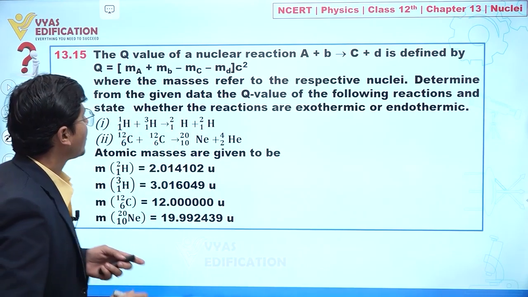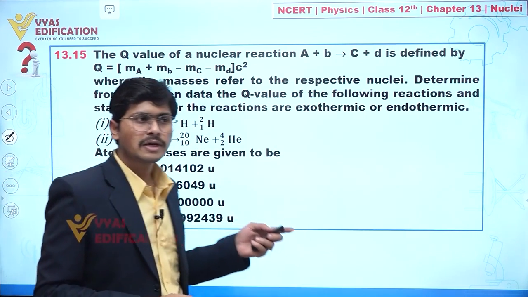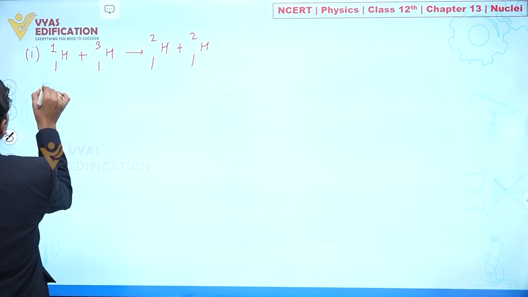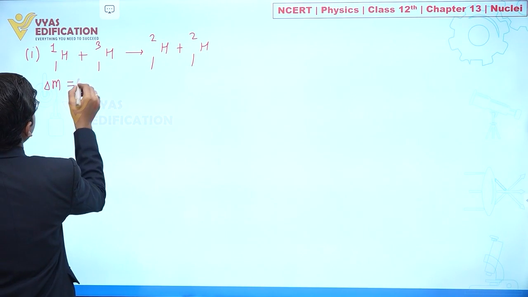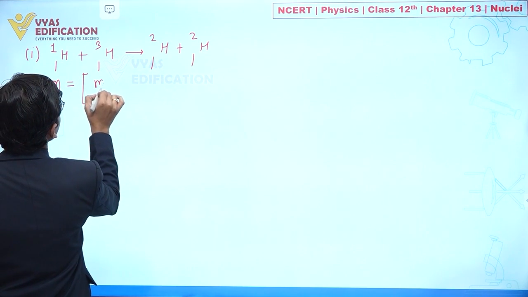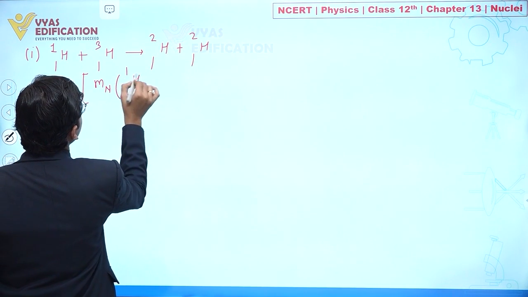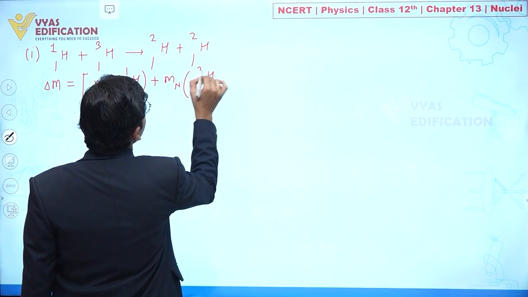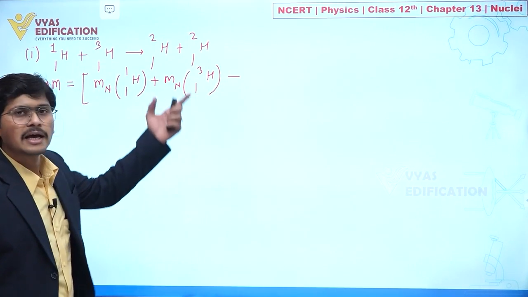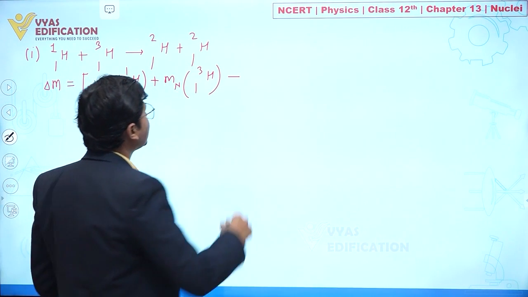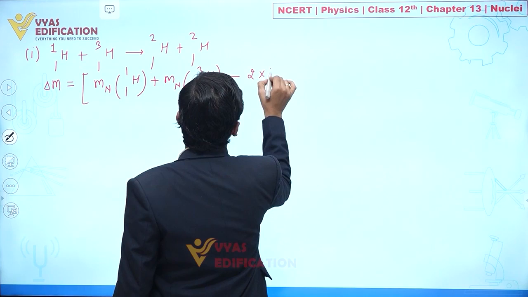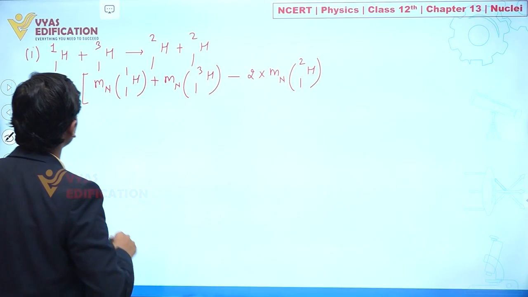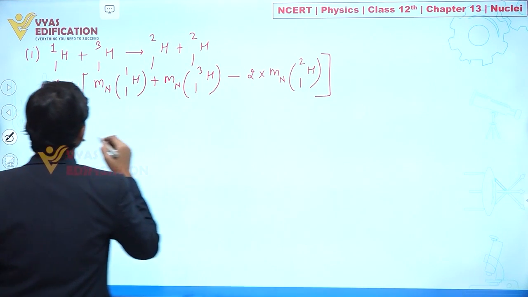Clear? It means now we can say first, if we want to find Q value, we need mass defect. Clear? So first let me calculate what is mass defect. So mass defect is given by mass of nuclei of 1H1 plus mass of nuclei of 1H3 minus, because both are nuclei of deuterium, directly I can say this is 2 multiplied by mass of nuclei of 1H2. Clear to you? So now you can say from that we can calculate mass defect.